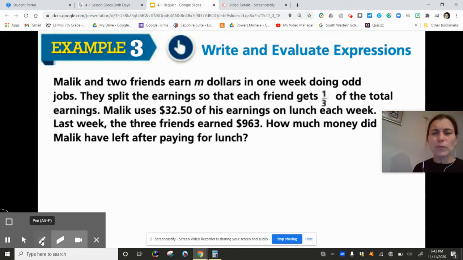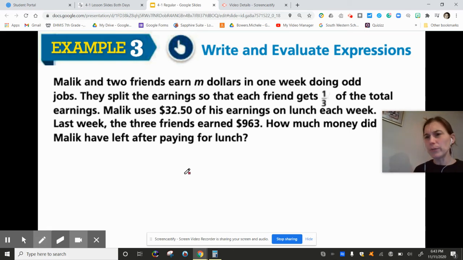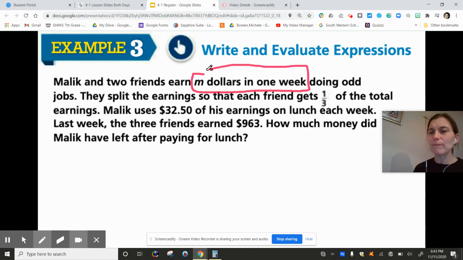What we're going to do first is write an expression that Malik could use anytime. Because if he's always using the same amount of money each week for lunch, then that's going to stay the same. So they're always going to earn M dollars. We're going to use M to represent the amount of dollars each week, and that could be a different amount. So maybe one week they earn $963, another week they earn $1,200, and another week they only earn $300. So that could change from week to week. That's why we're using a variable.